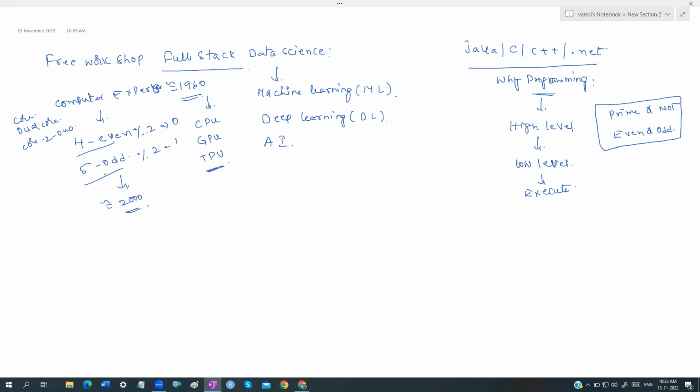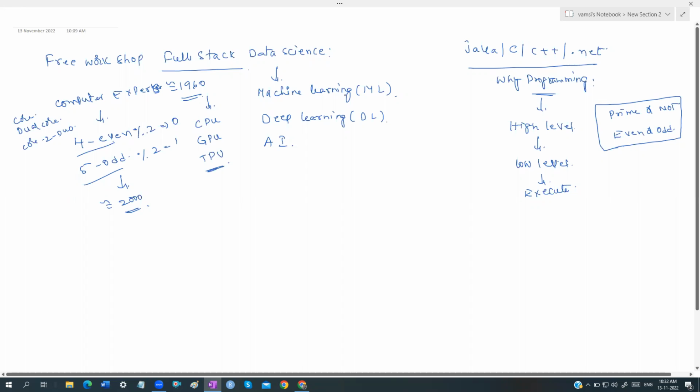Just directly give that input to the machines. Machines can understand how that particular data has come, how it has become an even number, how it has become an odd number. Machines can study that. That's why this technique is what we are going to call machine learning.